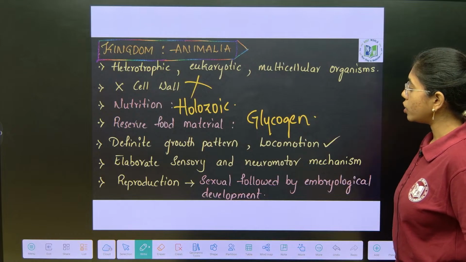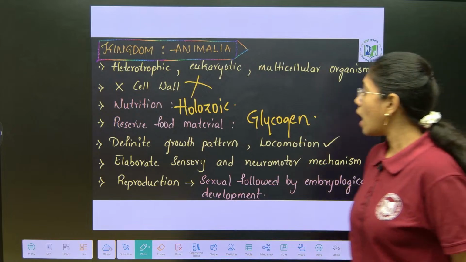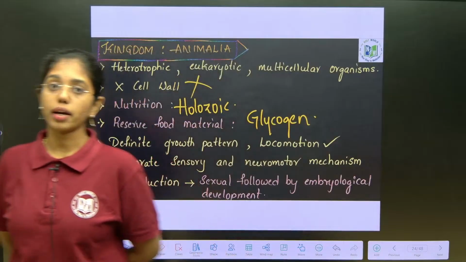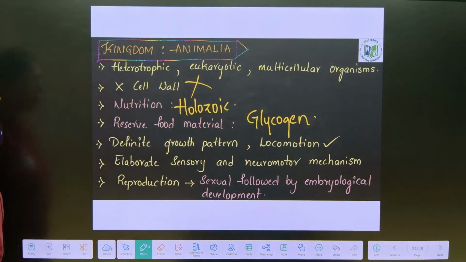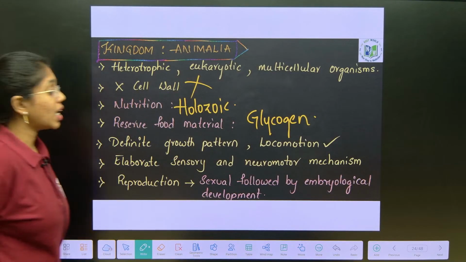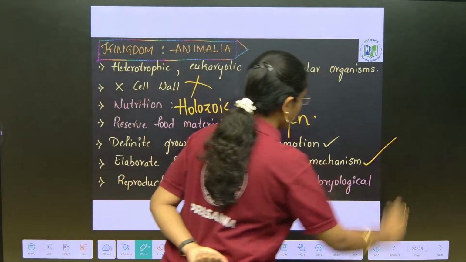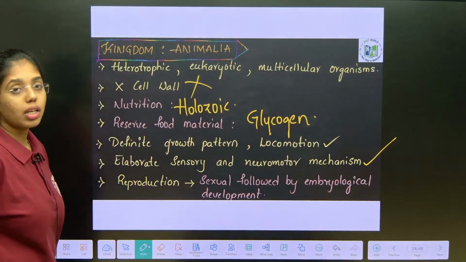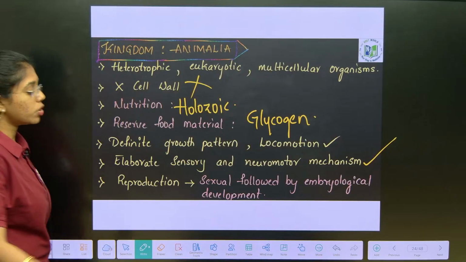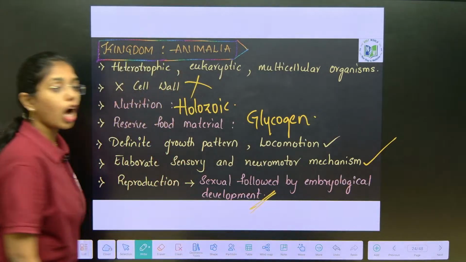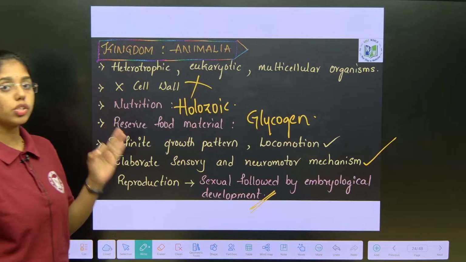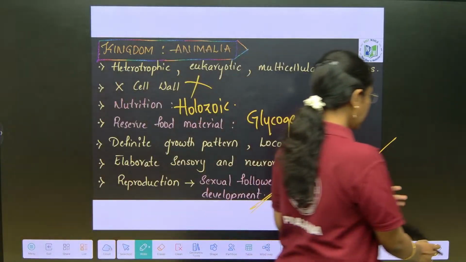Definite growth pattern is observed and locomotion is seen. The organisms of kingdom Animalia have elaborate sensory and neuromotor mechanisms, and reproduction is sexual reproduction, which is followed by embryological development.